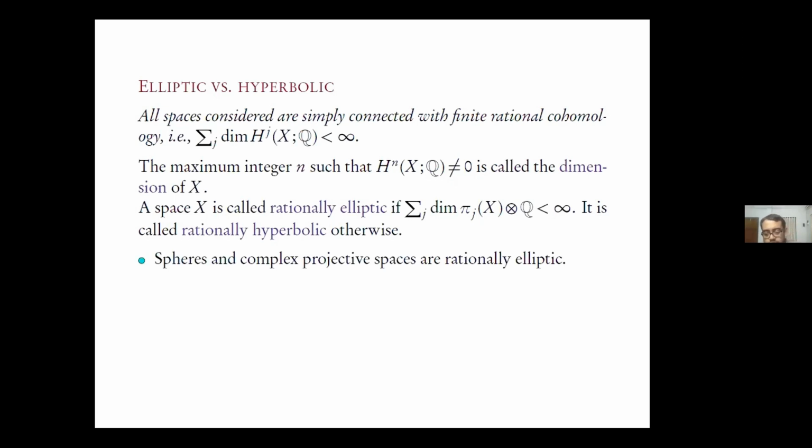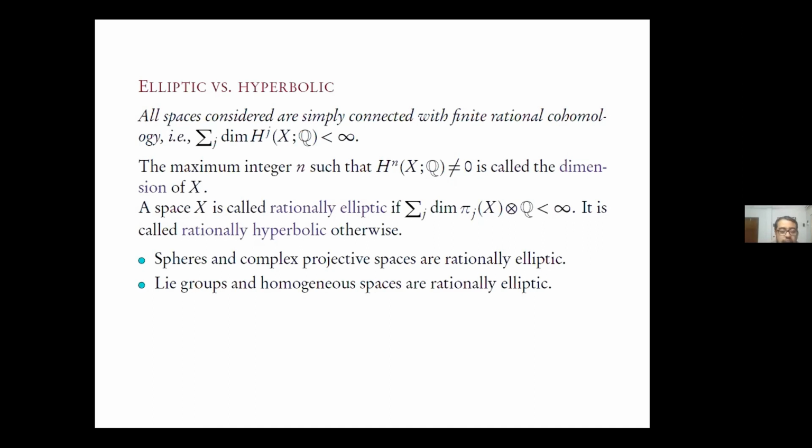First, some examples. Since we talked about spheres and complex projective spaces already using minimal models, you know that these are rationally elliptic, because the odd spheres only have essentially one non-zero homotopy group in dimension n, when you tensor with Q, and the even spheres have two, in dimension n and dimension 2n minus 1. And complex projective spaces also have two because they are at the base of a circle fibration where the total space is an odd sphere. So these are rationally elliptic spaces.